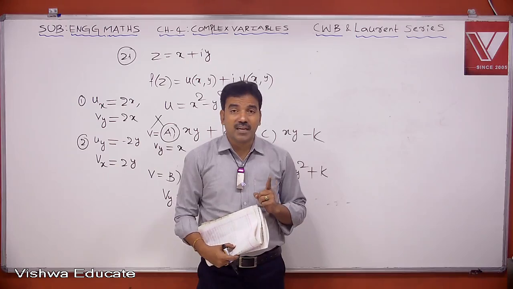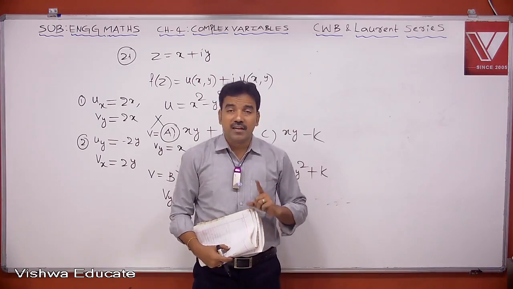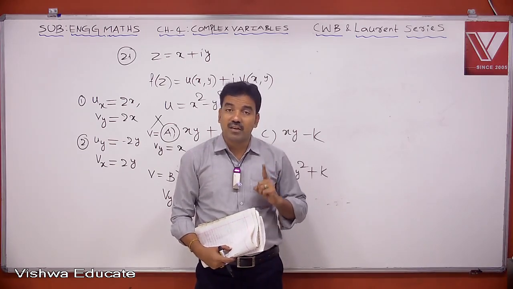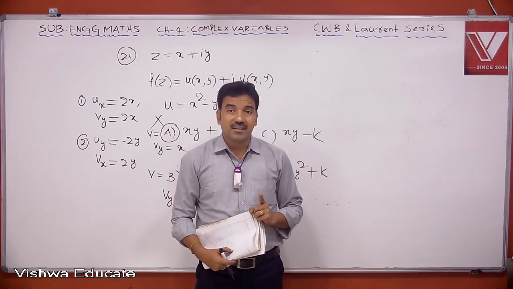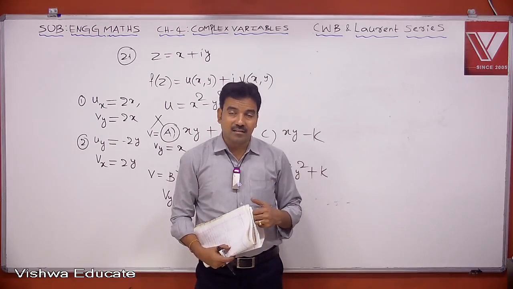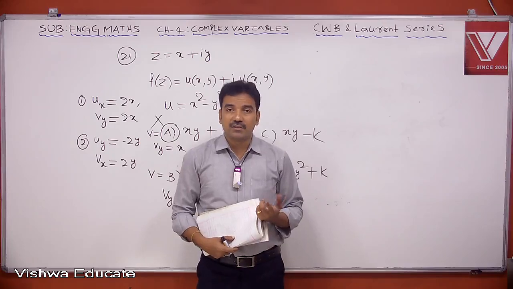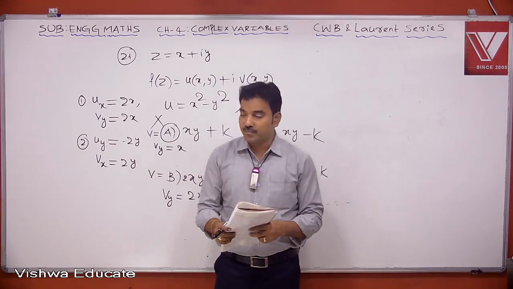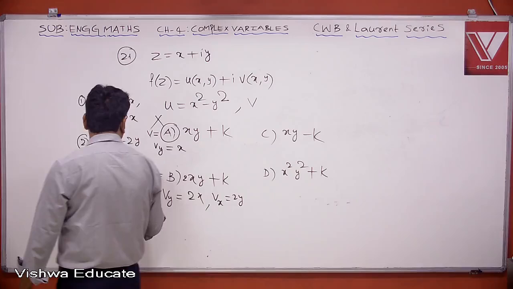But if an option satisfies both the CR equations, it may be the correct choice for V or it may not be the correct choice for V. In that case, we need to go for another analysis. So in that case, you don't confirm and don't eliminate either. So I am putting V in the hold position.